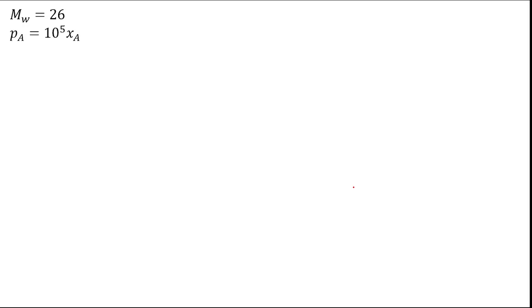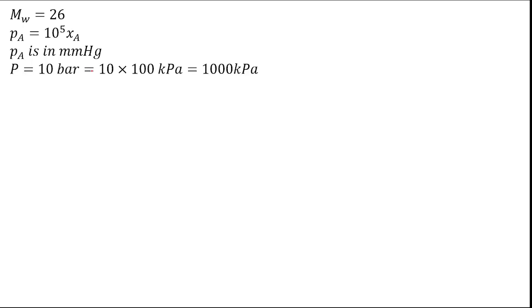We have the molecular weight, we have the expression. But the question told us that Pa is in millimeter mercury. And we're given the total pressure to be in bar, right? So we have to make sure the units are consistent. It's either we change the total pressure from bar to millimeter mercury, or we change the expression such that it's no longer in millimeter mercury but it is in bar. And I think it's easier to just change the total pressure so that you don't touch the expression. The expression is as it is, right?